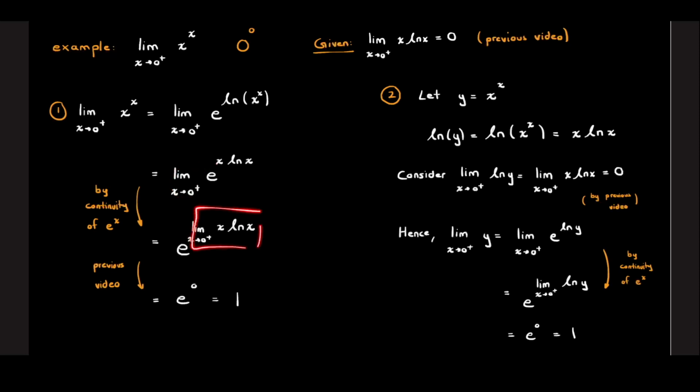And so you can see that in order to evaluate the original limit, we need to be able to solve this limit, this sort of product. And so in this problem, it's given to us that the limit is just 0. And so as a result, the final answer is e to the 0, which is just 1. So the limit just evaluates to 1.